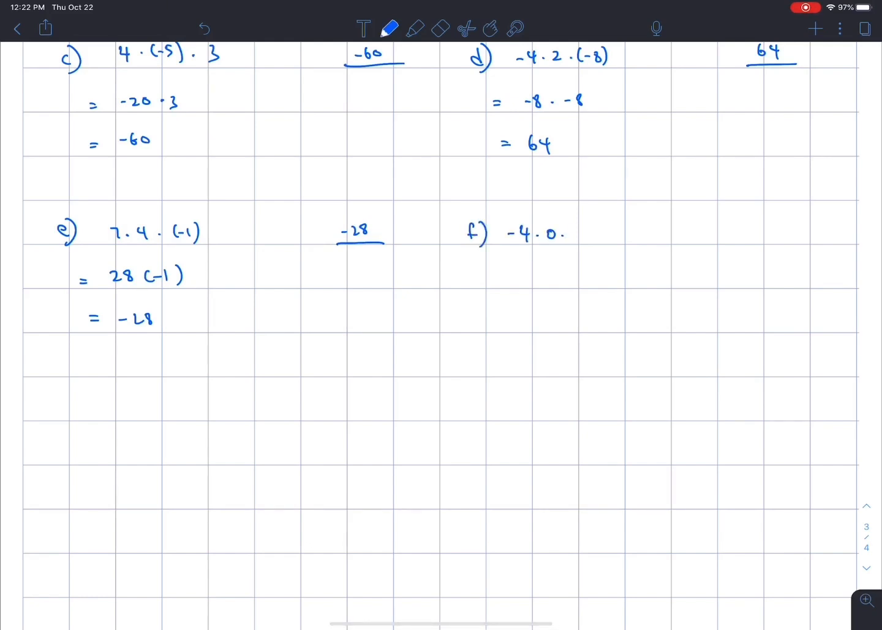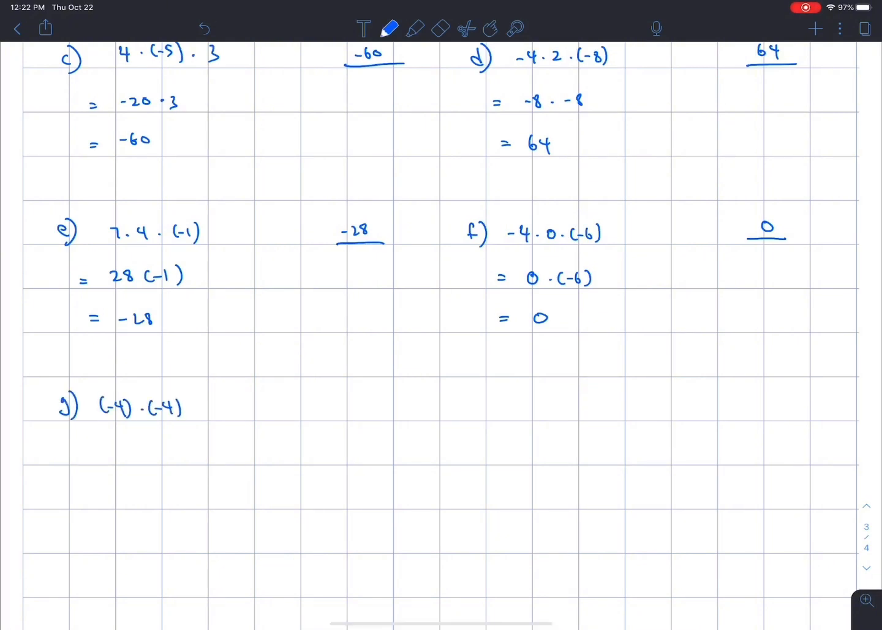-4 times 0 times -6. -4 times 0 will just be 0. There is no -0. So 0 is neither positive nor negative, and then 0 times -6 will still be 0. So 0 times anything will just be 0, really.